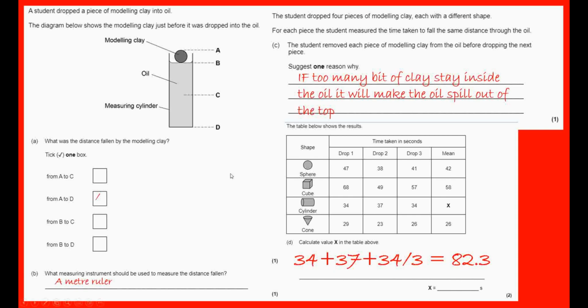Question C says the student removed each piece of modelling clay from the oil before dropping the next piece. Give one reason why. The answer they've given us is: if too many bits of clay had stayed inside the oil, it would make it spill out the top. Will that get any marks?